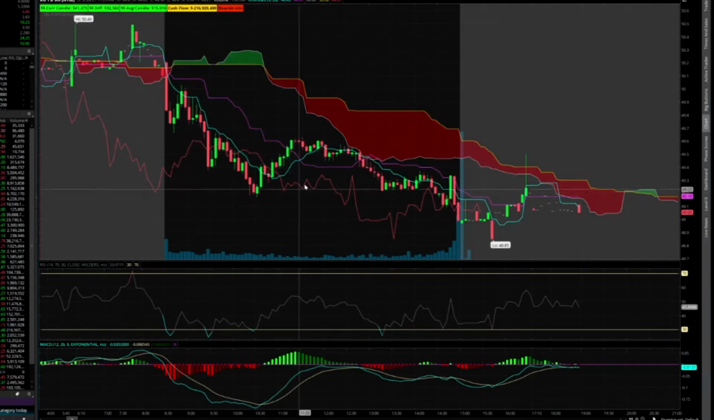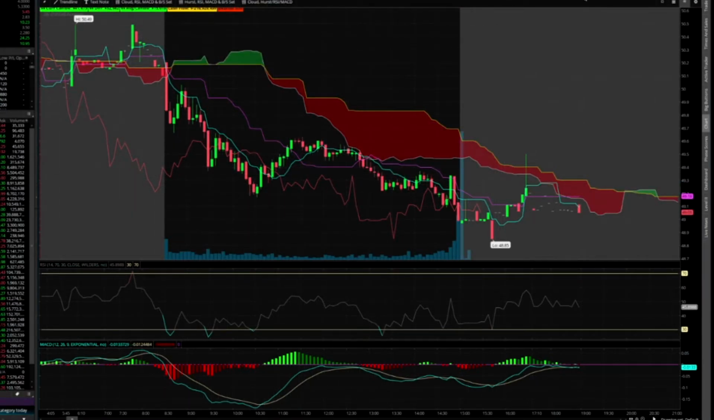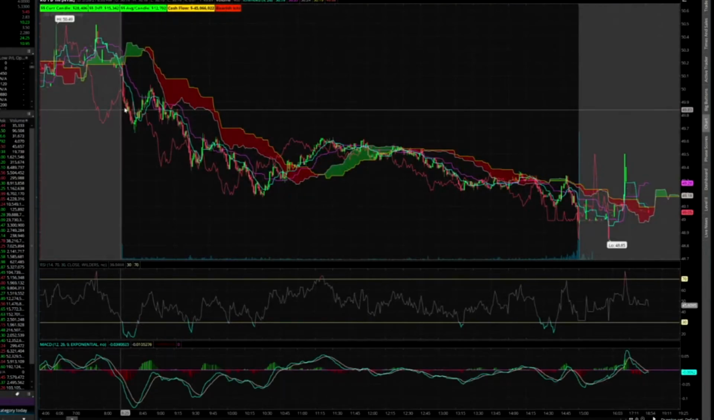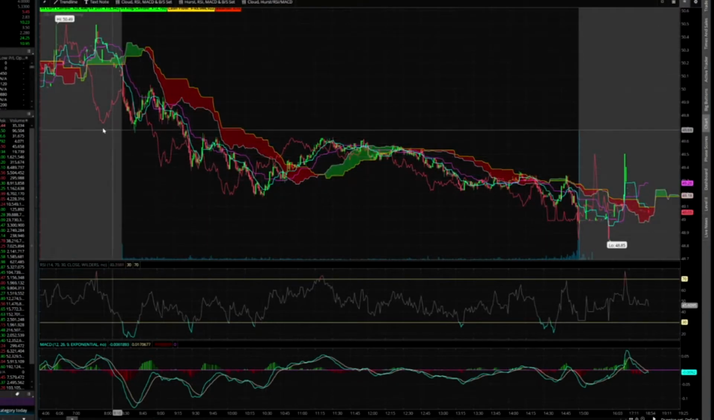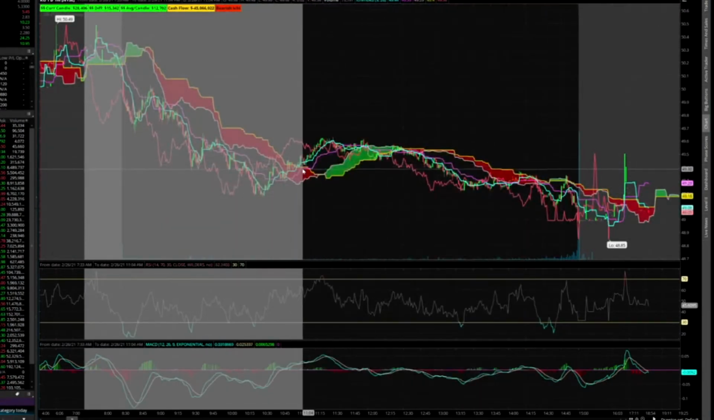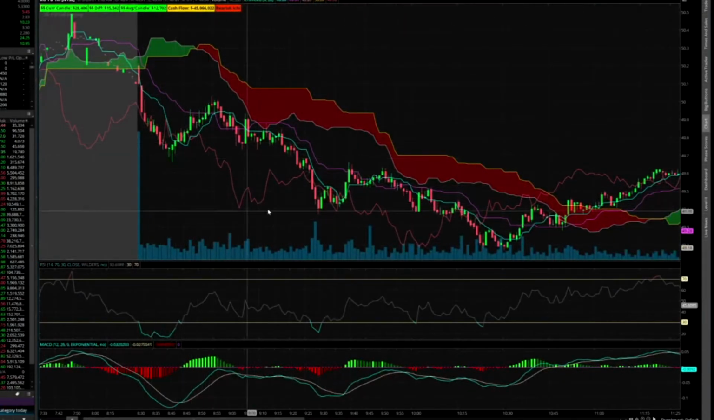So, for example, if I was looking at the 1 minute time frame for Coca-Cola, it's going to give you more buy signals, more sell signals, because the data points are closer together. It's a shorter time frame.